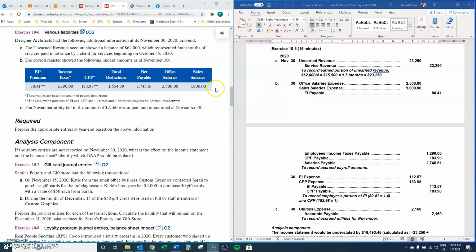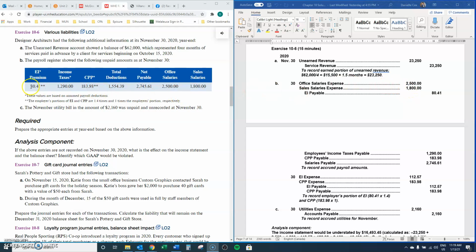B, the payroll register showed the following unpaid amounts as of November 30th. So we have to do an entry to record the payroll. They have it broken out here, office salaries and sales salaries. So office salaries expense, sales salaries expense, that's the full amount, $2,500 and $1,800, so we debit.